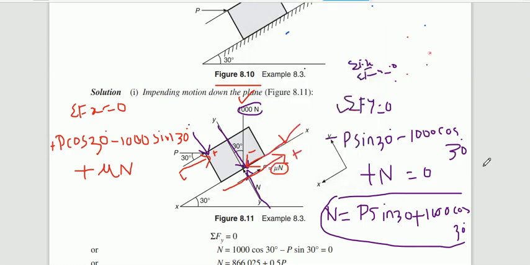Now mu value is given as 0.25, and for N you need to substitute P sin 30 plus 1000 cos 30. You have to substitute the N value here. If you substitute the N value in terms of P and the mu value, then in the entire equation P becomes the only unknown. You will get the value of P by simplifying the equation.